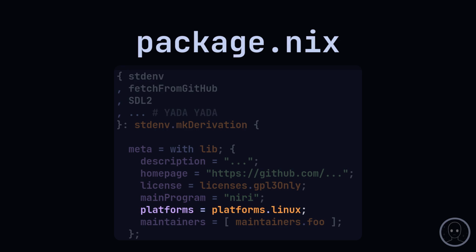Platforms. This tells Hydra what platforms to cache. This can include Linux and Unix, which is macOS and Linux, and all. You can also specify a specific architecture, like x86-64-Linux.